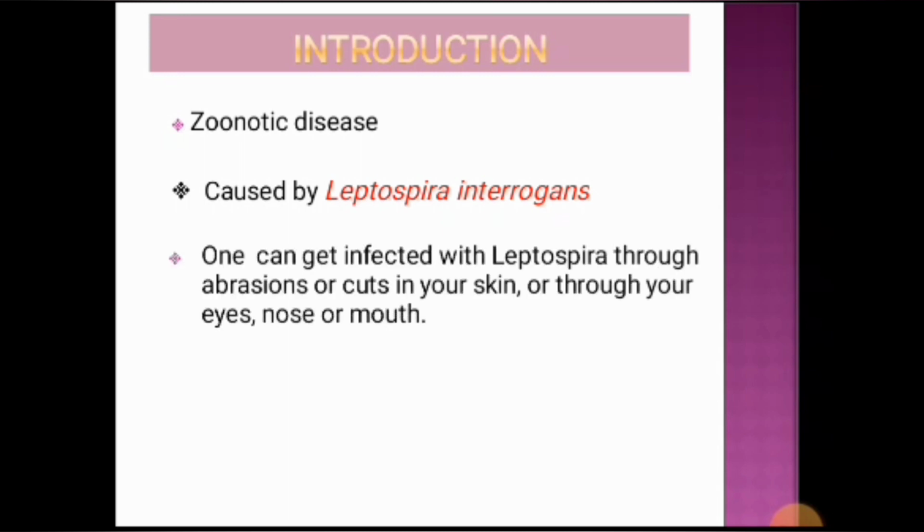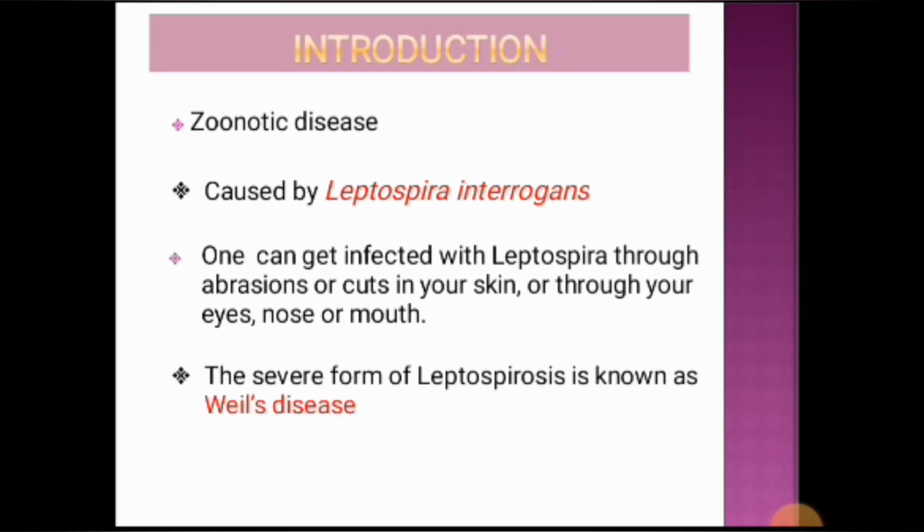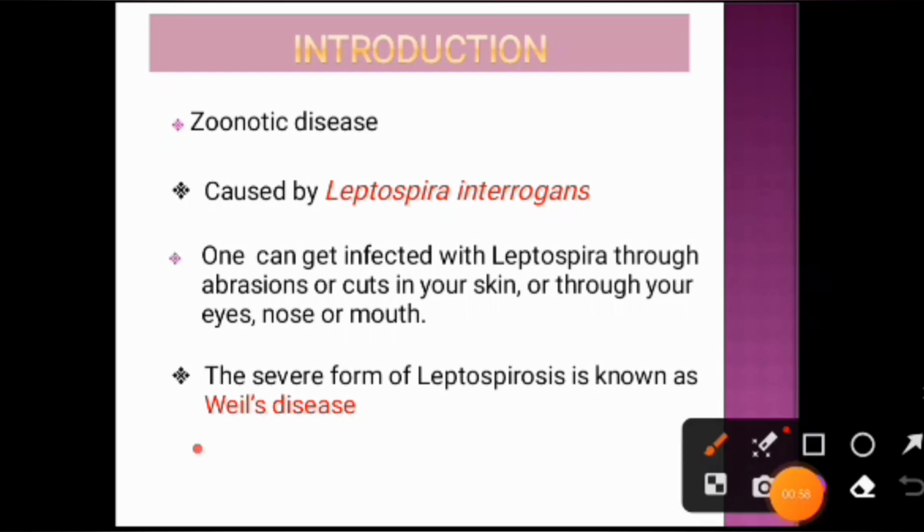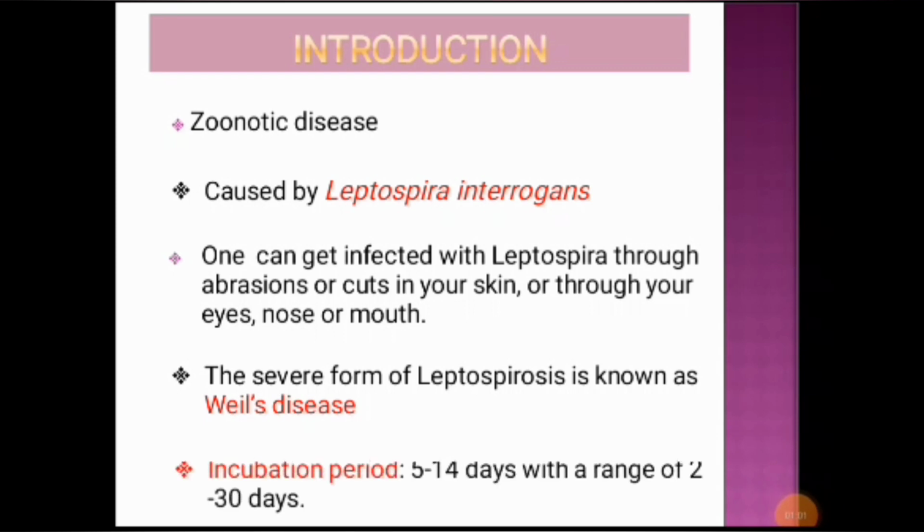One can get infected with Leptospira through abrasions or cuts in your skin, or through your eyes, nose or mouth. The severe form of Leptospirosis is known as Weil's disease. And the incubation period of this disease is 5 to 14 days, with a range of 2 to 30 days.